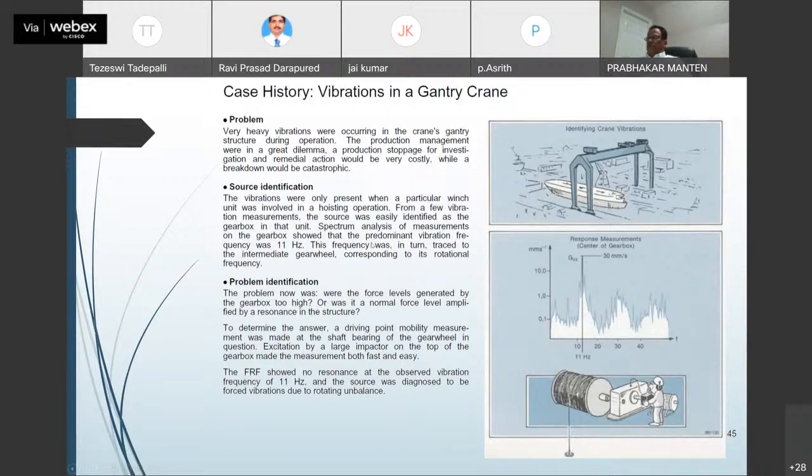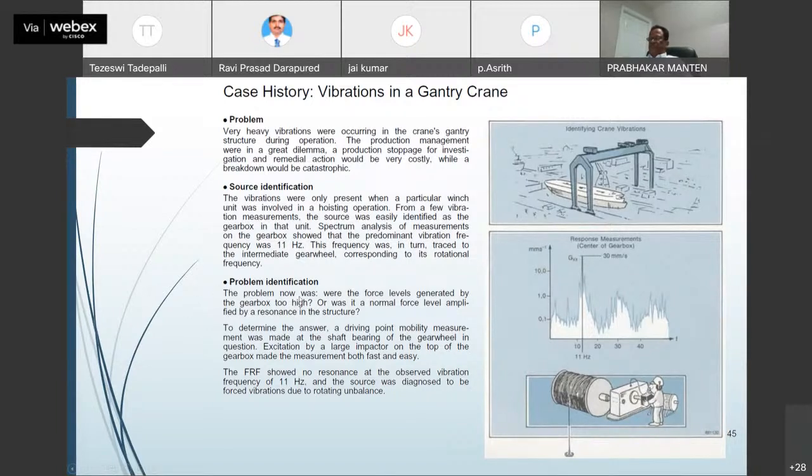It was found that a predominant vibration frequency was at 11 hertz, predominantly showing up. This frequency was in turn traced to the intermediate gear wheel, corresponding to its rotational frequency. One of the gear wheels was causing this peaking.